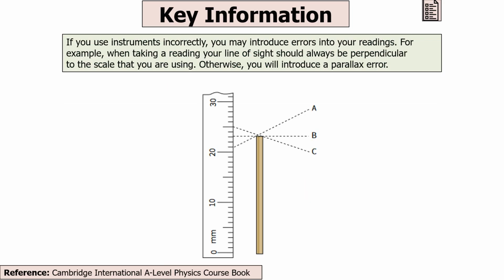Now, if you use instruments incorrectly, you may introduce errors into your readings. For example, when you take a reading, your line of sight should always be perpendicular to the scale you are using. Otherwise, you introduce a parallax error.